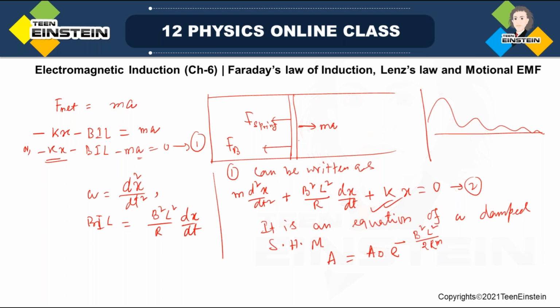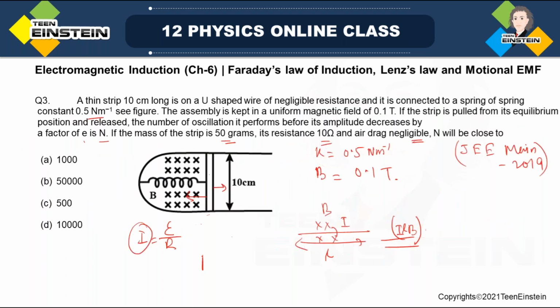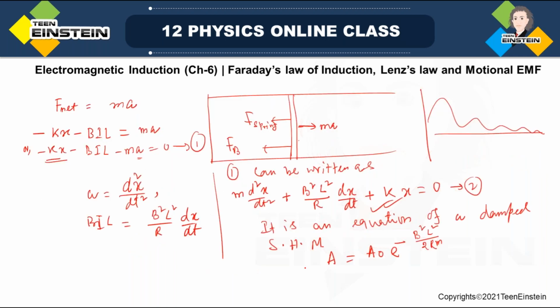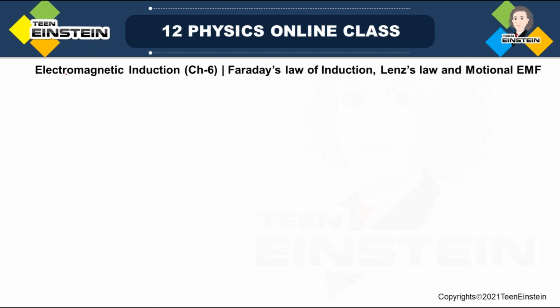Now see, in the question, when the amplitude becomes A is equal to A0 by e, a factor of the maximum amplitude. So what is the condition? There will be a T factor here. Let me go to the next page for this. So A is equal to A0 e to the power B square L square by 2 R and M into T. Let us write this equation to be 3.